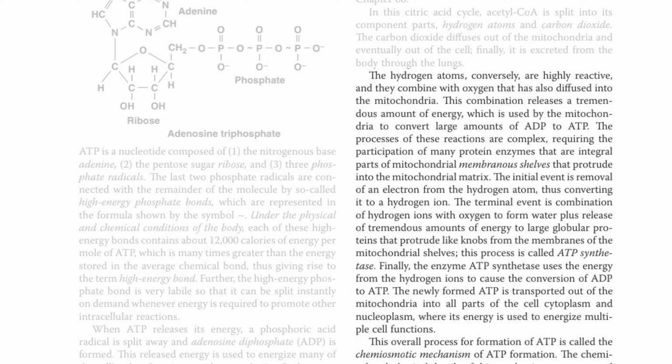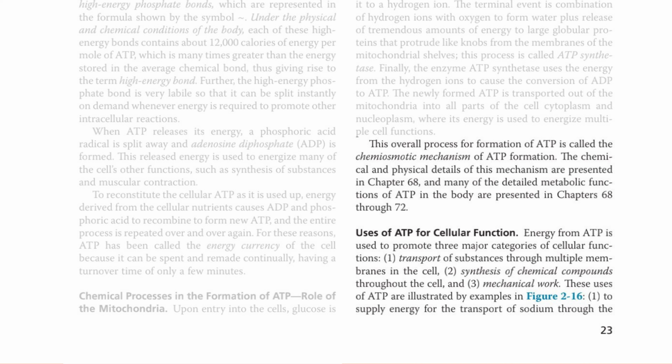The newly formed ADP is transported out of the mitochondria into all parts of the cell cytoplasm and nucleoplasm, where its energy is used to energize multiple cell functions. This overall process for formation of ADP is called the chemiosmotic mechanism of ADP formation. The chemical and physical details of this mechanism are presented in Chapter 68, and many of the detailed metabolic functions of ADP in the body are presented in Chapters 68 through 72.